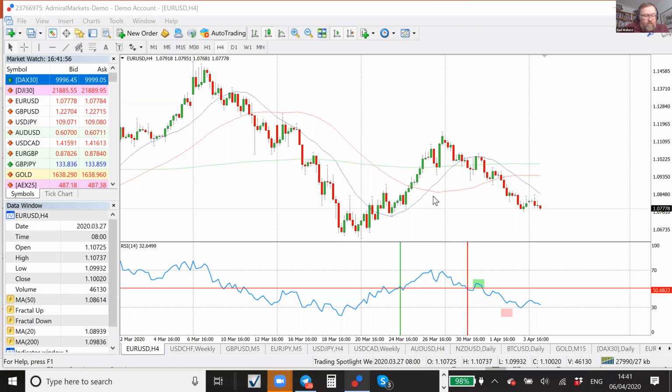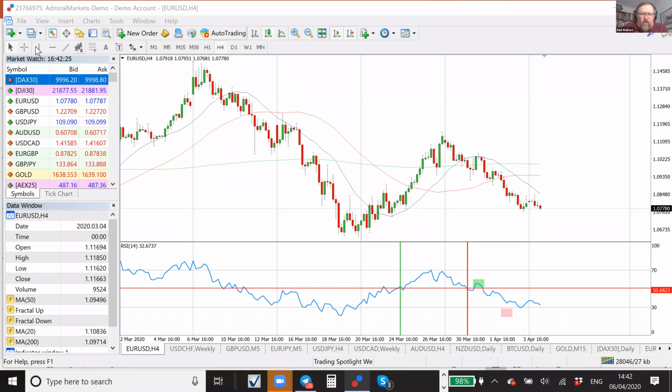Okay, so here is a chart. Hopefully you can see this is Admiral Markets MetaTrader 4. Hopefully you can see this quite clearly. And just looking here, euro against US dollar is a very popular trading instrument. This is the 4-hour chart. Let's have a look at here.